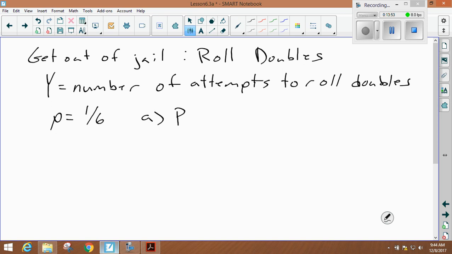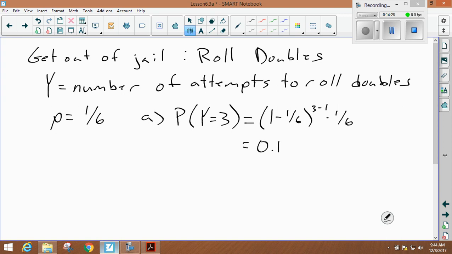That would be the probability that Y is exactly equal to 3. If we use our formula, we wind up with (1 - 1/6) to the 3 minus 1 power times 1/6. Upon calculating that, you find that it is 0.116. But what is that? That's the probability that you do it on the 3rd try, right?